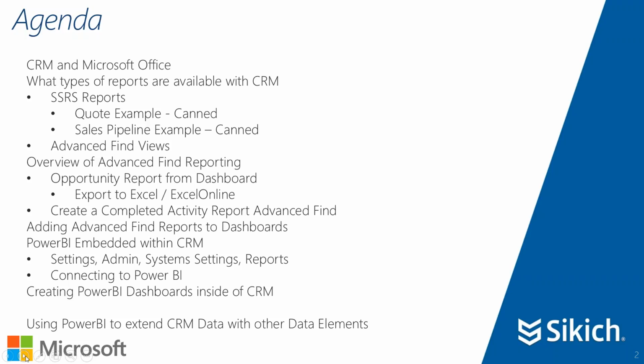And there's really two different types. There's the system-generated, out-of-the-box canned SRS reports, and we've got a couple of examples where I can show you how to access those and what we can do with them. And then we're going to spend the majority of our time in the advanced find feature, which is really the CRM self-service reporting solution that 95% of our clients use to get access to information so they have better visibility into what's going on.